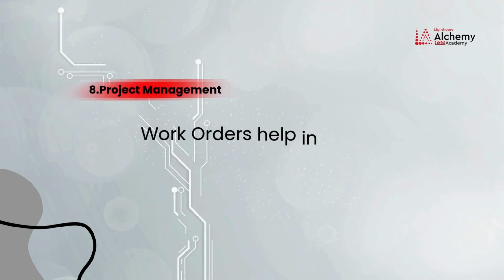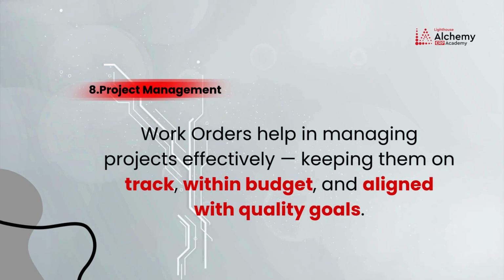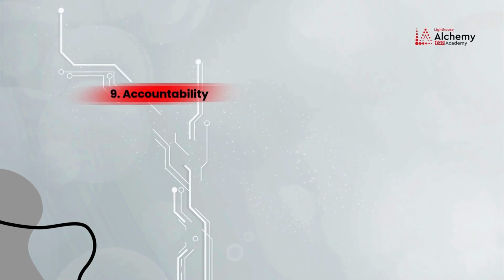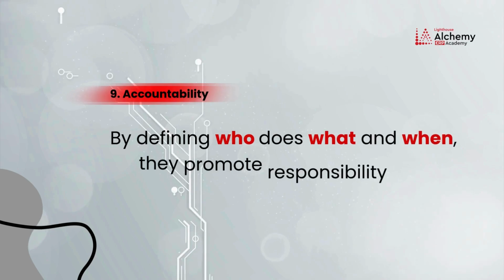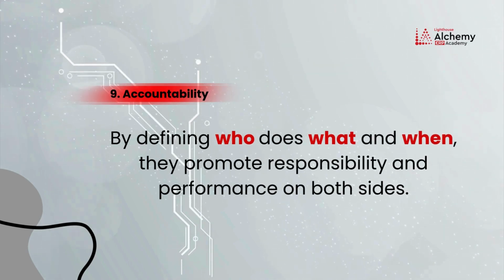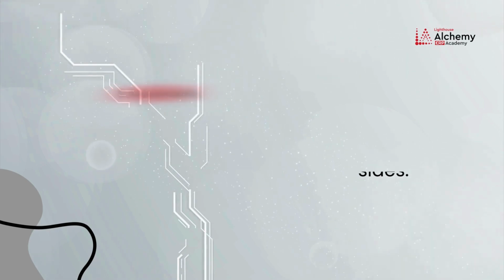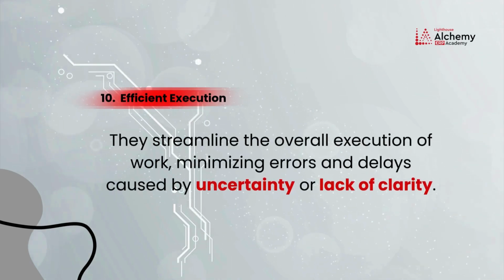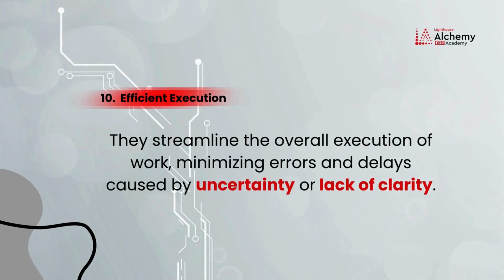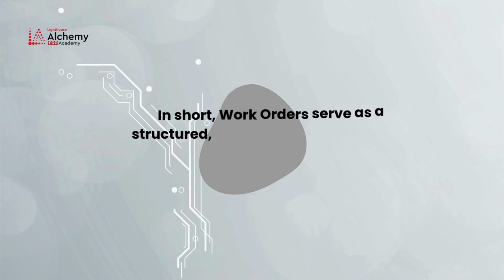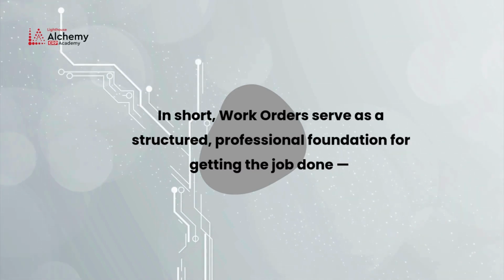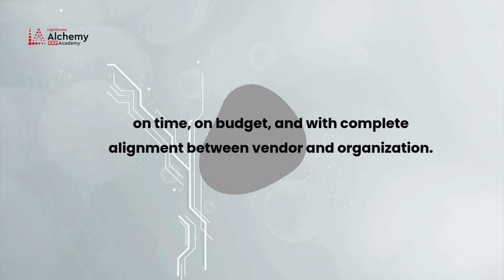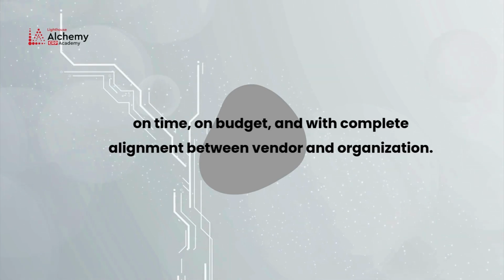Project management. Work orders help in managing projects effectively, keeping them on track, within budget, and aligned with quality goals. Accountability. By defining who does what and when, they promote responsibility and performance on both sides. Efficient execution. They streamline the overall execution of work, minimizing errors and delays caused by uncertainty or lack of clarity. In short, work orders serve as a structured, professional foundation for getting the job done on time, on budget, and with complete alignment between vendor and organization.